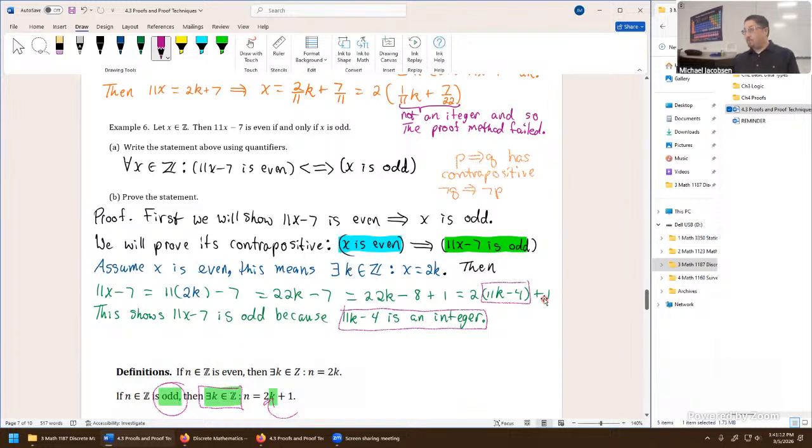Well, that was one direction. That was going from left to right. Now we have to reverse the logic and show that if we start with an odd integer, can we then change the direction and conclude 11x minus 7 is then even? So we just went that way. In other words, we want to go that way next. And if we can, we've proven a biconditional.